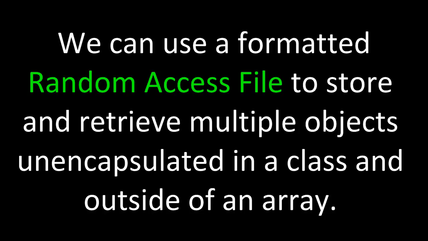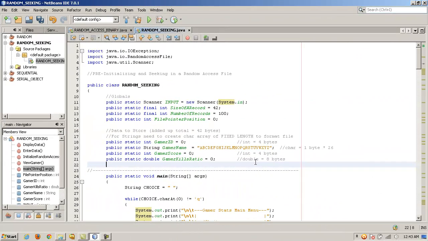We can use a formatted random access file to store and retrieve multiple objects unencapsulated in a class and outside of an array. Looking at random access files, everything we've done so far has been utilizing a class or objects built from a class and arrays. We've been populating arrays and doing sorts and things. Here's another way. I'm just going to show you a different way of implementing random file access.